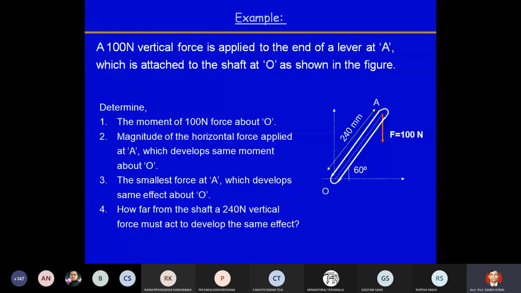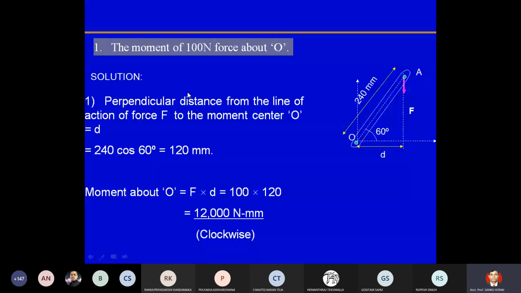First question is the moment of 100 Newton force about O. Moment of 100 Newton force means the 100 Newton force is applied here. So what will be the moment? That force into perpendicular distance. Here the force is applied vertically downward, so this is 90 degrees, and this distance will be the perpendicular distance. Now this is 240 mm and this angle is 60 degrees. So what will be the value of D here? The value of D will be 240 cos 60. That will be the perpendicular distance.